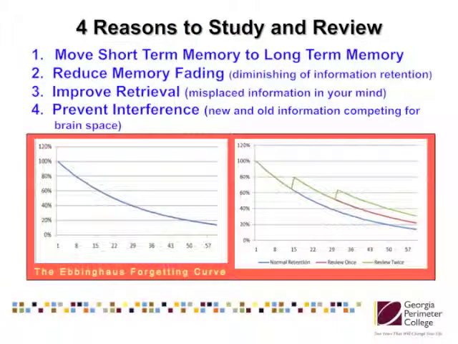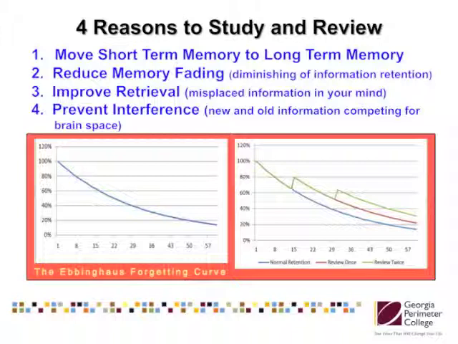The next slide is 4 reasons to study and review. It's very important that we review. The first reason is that we move our short-term memory to our long-term memory so you don't forget. The second reason, it reduces memory fading, the diminishing of information retention. The third important reason is it improves your retrieval. You will no longer misplace information in your mind. You'll be able to recall and retain that information when you need to. Reason 4, it prevents interference. You won't confuse old information with new information. You'll be able to compartmentalize the information.